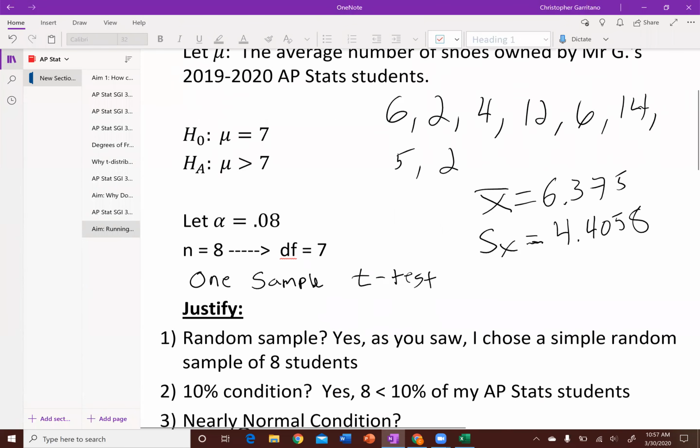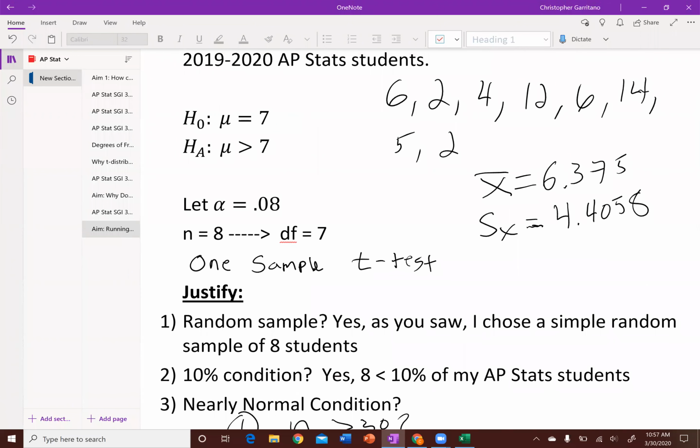So the 3 conditions are the random sample, the 10% condition, and the nearly normal condition. The only one that should not sound familiar is the nearly normal condition. Well, it is something that we have seen in the past, but not recently. So random sample, okay, you just saw me choose a random sample using our good friend random.org. So that's good. The 10% condition, 8 is definitely less than 10% of all my AP Stats students, so we're good there. The nearly normal condition, you ask yourself 2 questions.